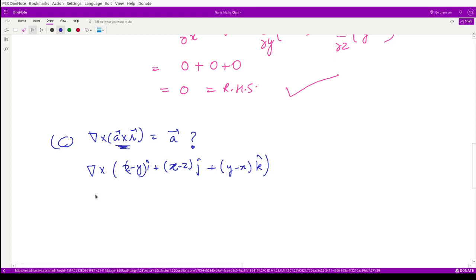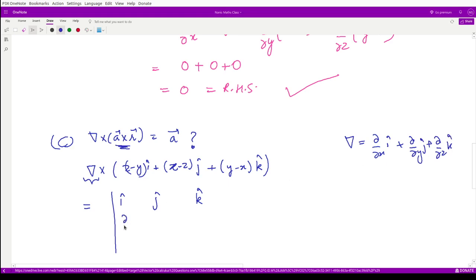So we have to perform this cross product. So it would be solving the determinant of this. What is the del operator? This is del by del x i cap plus del by del y j cap plus del by del z k cap.